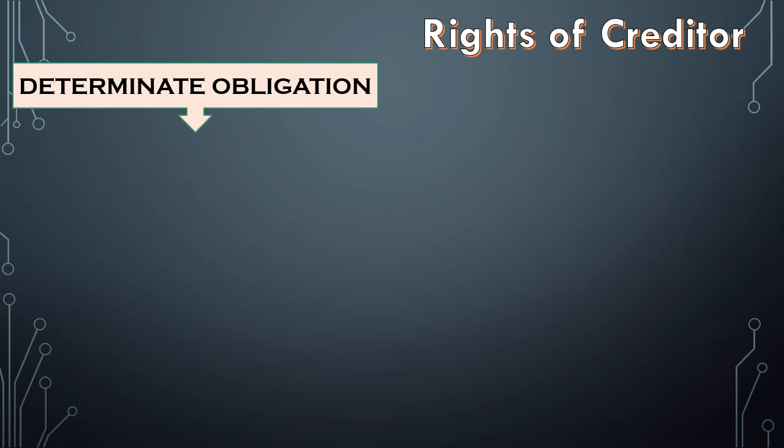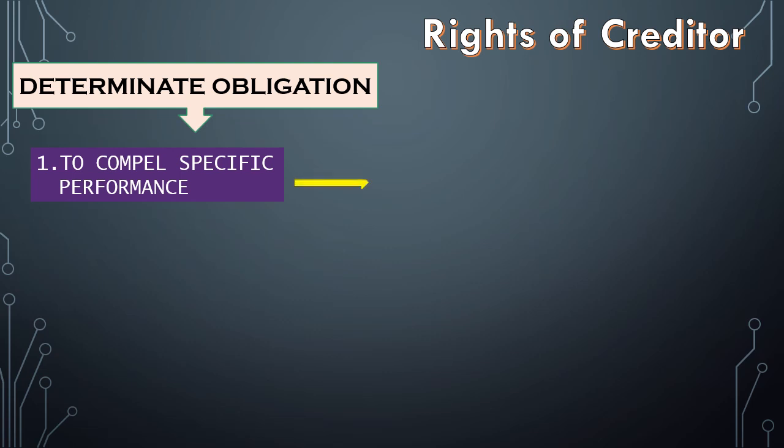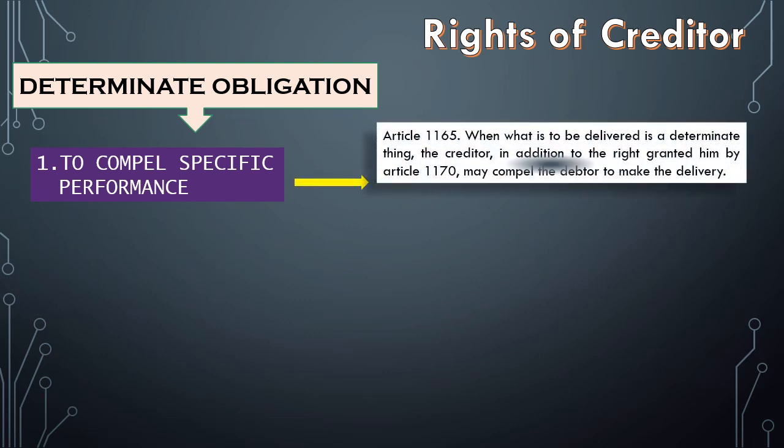So for your determinate or your specific obligation, the creditor can demand or can compel specific performance. So from the word itself, specific obligation, you can demand specific performance. Your basis is Article 1165. Anong sinasabi ng Article 1165? When what is to be delivered is a determinate thing, the creditor may compel the debtor to make the delivery.